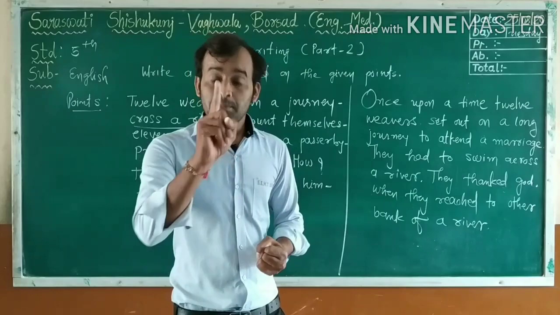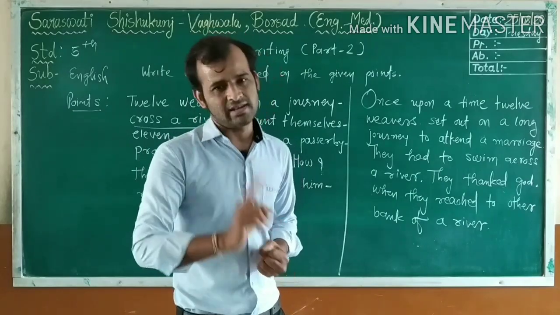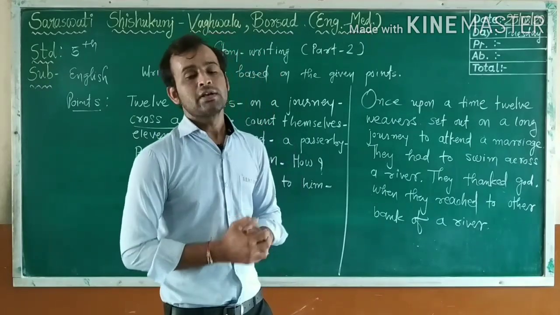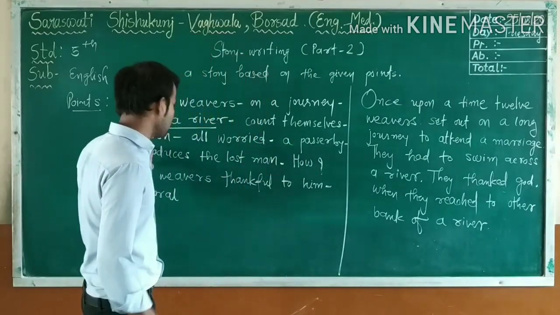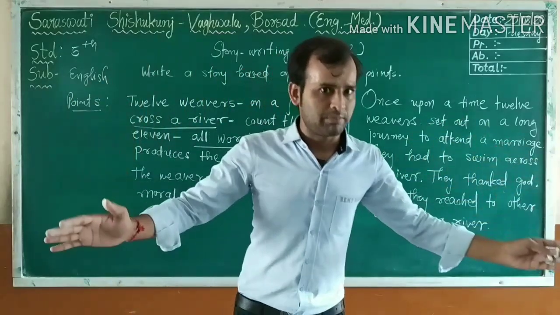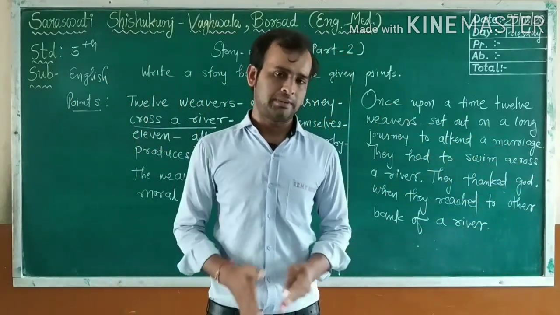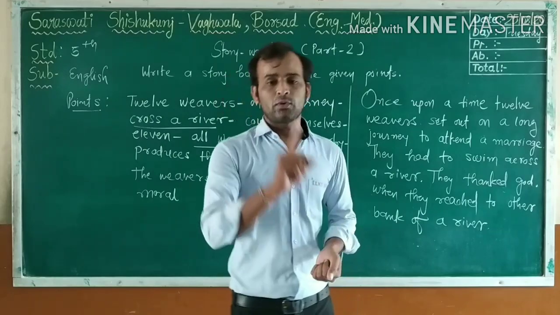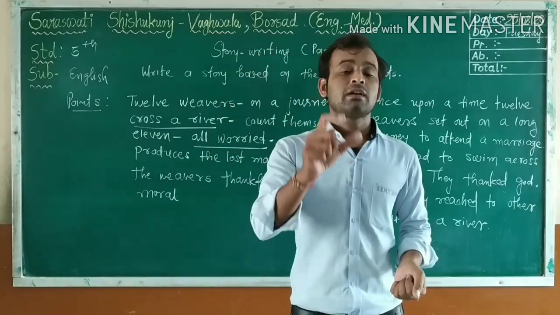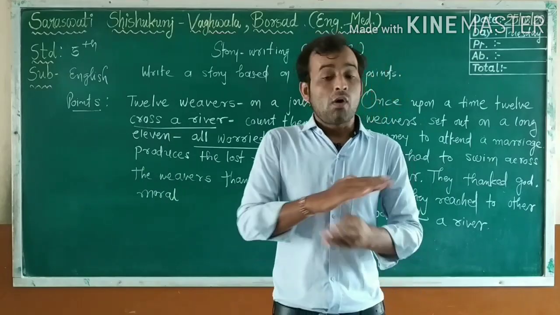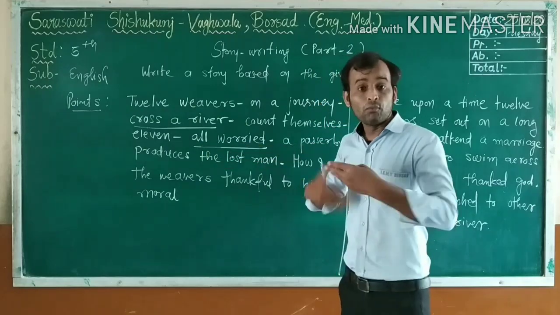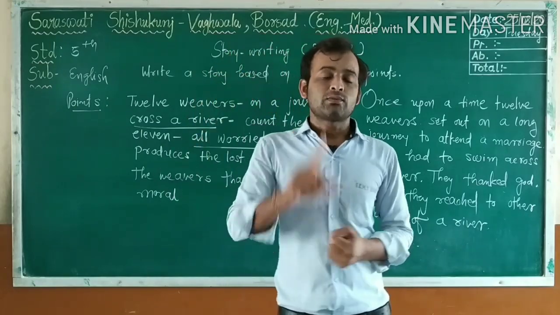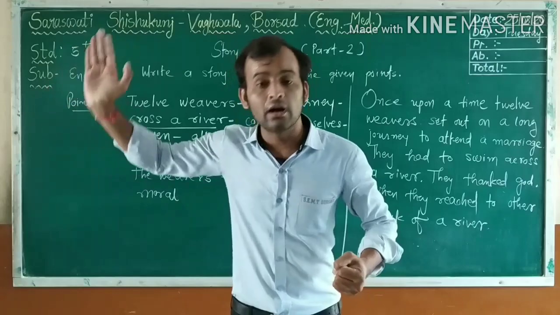Why? Because the person who was counting forgot to count himself as the 12th number. That's why there were only 11. In reality, there were 12 people, but when they counted, there were only 11. So all the 12 weavers were worried, and they were sad also. They thought that one person might have drowned in the river.